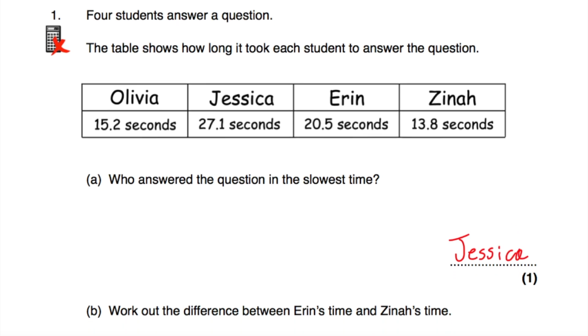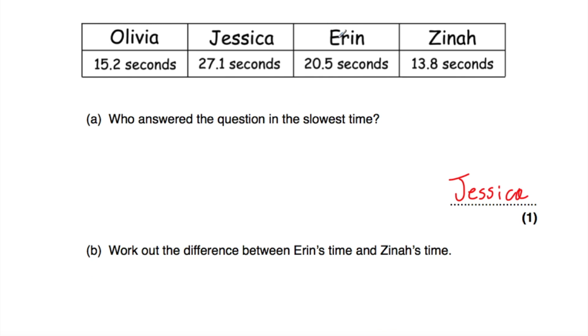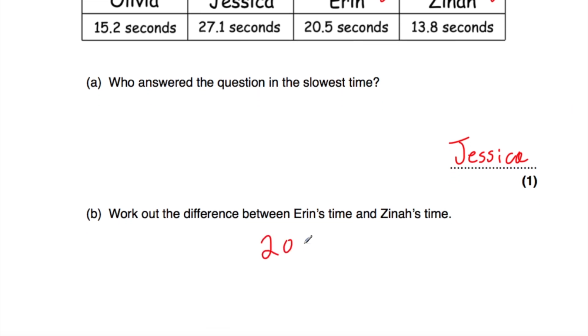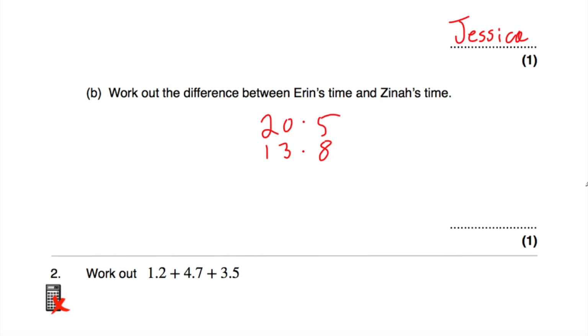Okay, part B. Part B says work out the difference between Erin's time and Zena's time. So that's Erin's and Zena's. Obviously, Erin took a bit longer than Zena. So we're going to do 20.5 subtract 13.8. As you can see, we're lining up the numbers. So we're lining up the decimal points, we're lining up the ones or the units, and we're lining up the tenths. We want to work out the difference, so we're going to subtract them. Let's just check we've got the right numbers, 20.5 and 13.8. Perfect.